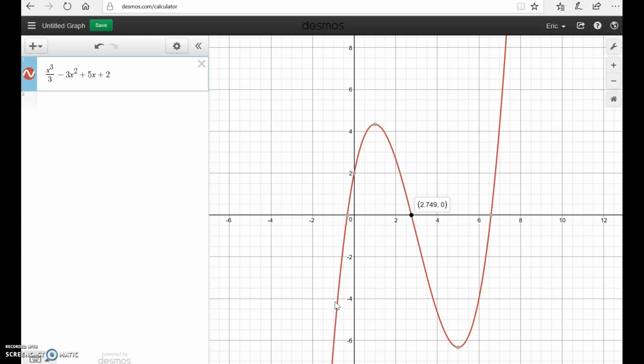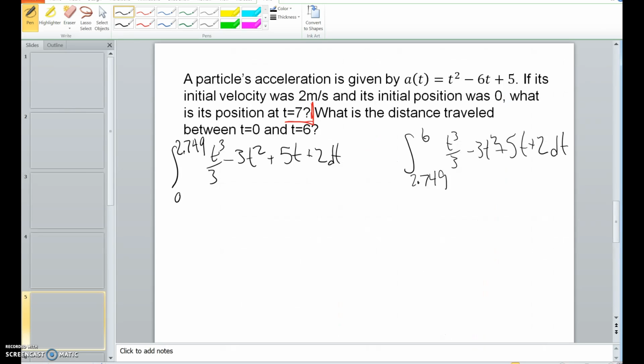Okay, so let's see if I can get back over to PowerPoint. Okay, so here are the 2 integrals I need to set up to answer this second question about the total distance traveled by the particle. This is just the velocity function that we got earlier. And we know if we integrate a velocity function, the area underneath it will be distance traveled. So we're going to integrate this first piece. I'm just going to put each of these in my calculator and see what number it spits out.